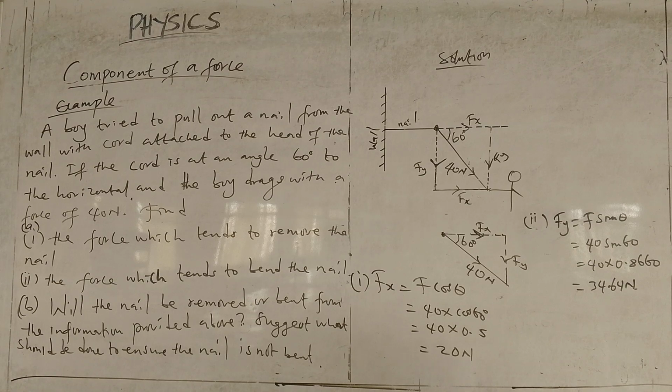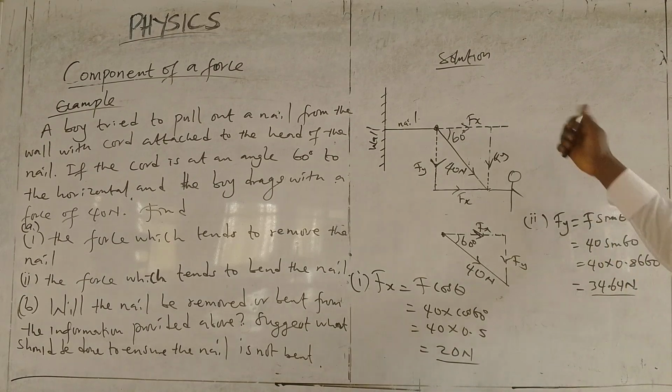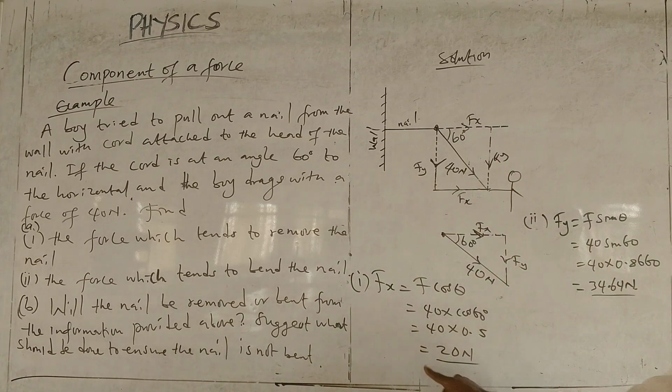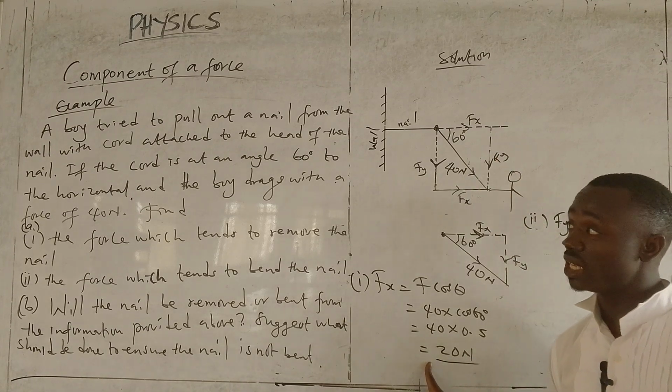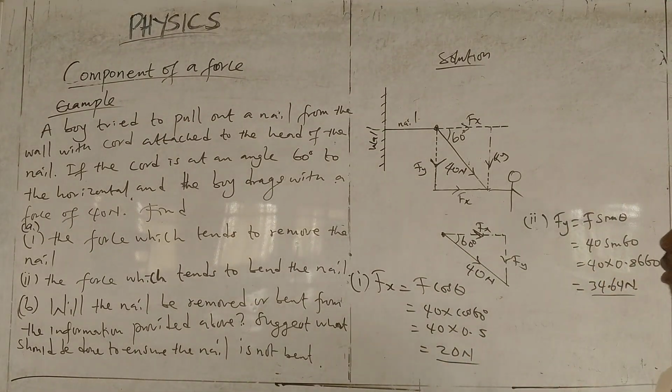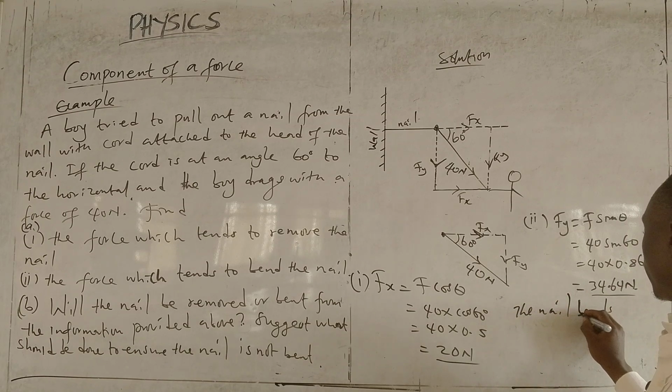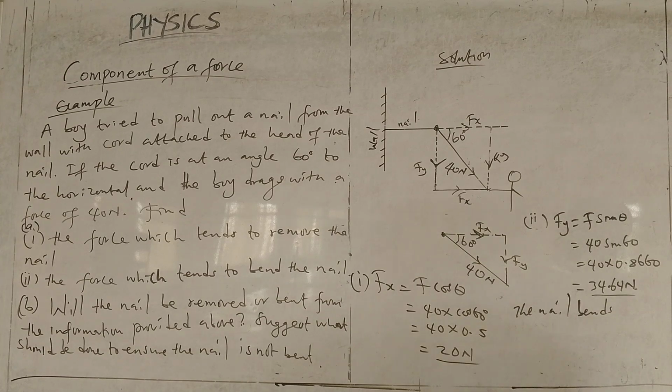Then, will the nail be removed or bent from the information provided above? Now, for you to answer that question, you don't just say yes or no. You have to look at what you have on the board. Between the horizontal and vertical, which one is more? The horizontal component is less than the vertical component. Vertical is more than the horizontal, right? So since the vertical is the one that bends the nail instead of removing it, and the vertical is more than the horizontal, the boy did not apply sense. So the nail is going to bend, because the vertical is more than the horizontal.